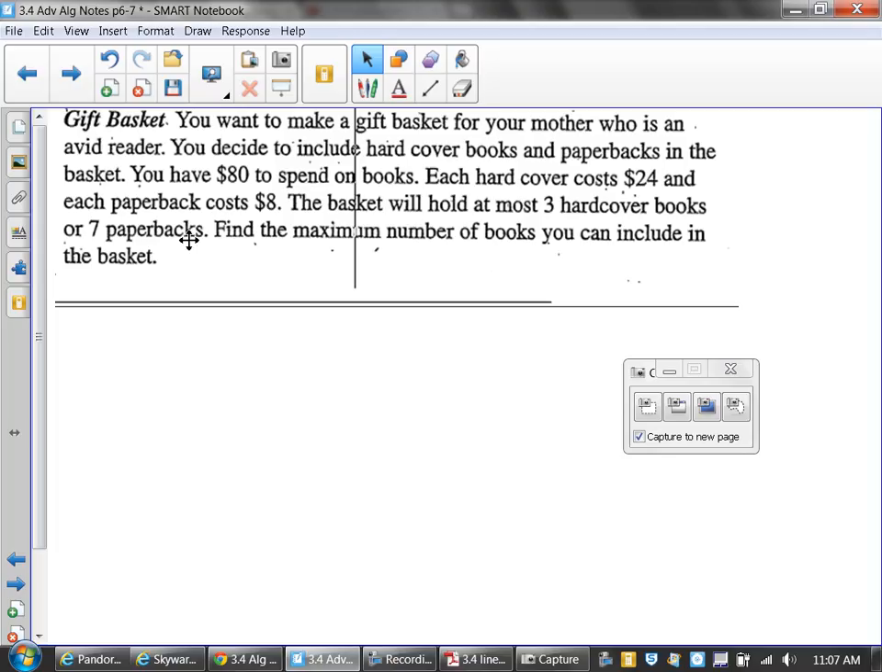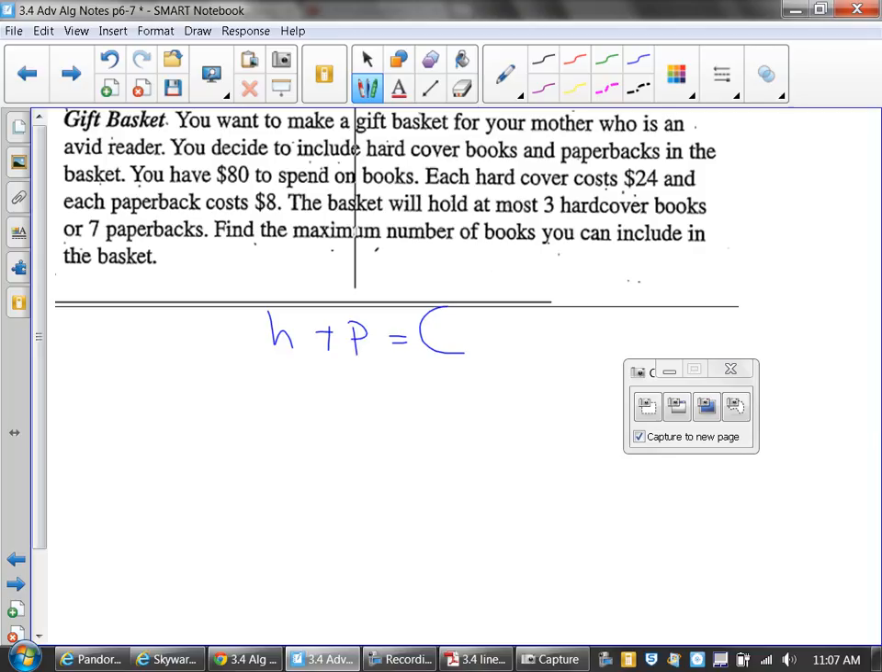What is your objective? Maximum number of books, okay? So your objective here is to find the maximum number of books. Remember we say that's the C value. The 2 types of books that we're getting are hardcover and paperback, right? H and P. There's my objective function. I want to figure out what is the largest total number of books I can purchase to fit in there. Make sense? Told you, the objective function is pretty easy to find.